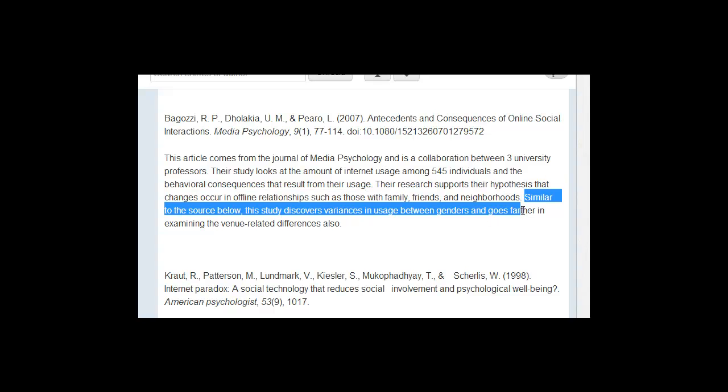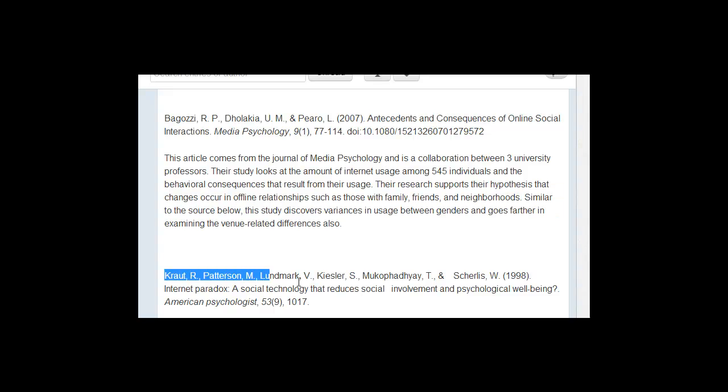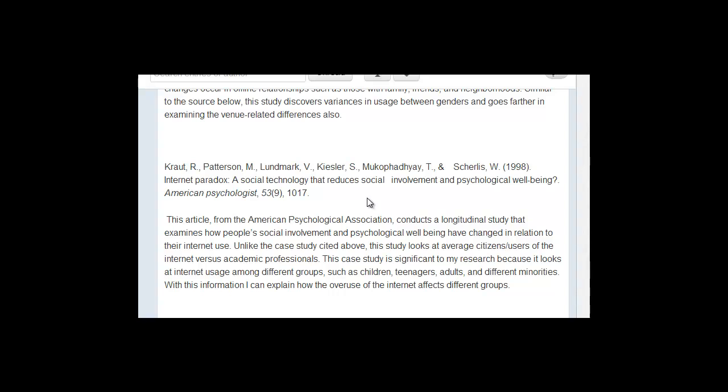Similar to the source below, it discovers variants, in which case I'd say "similar to Crott, Lundberg, or Crott et al." instead of "the source below," just because you may insert another source here later into your bibliography, and then the source below will no longer be the one you referred to before. Okay, I'm just going to comment on the other 2 sources in this particular case for this video, and then I'll do a quicker skim of a variety of them.